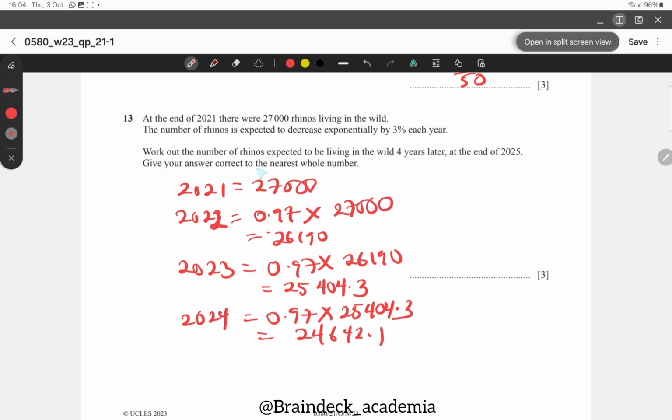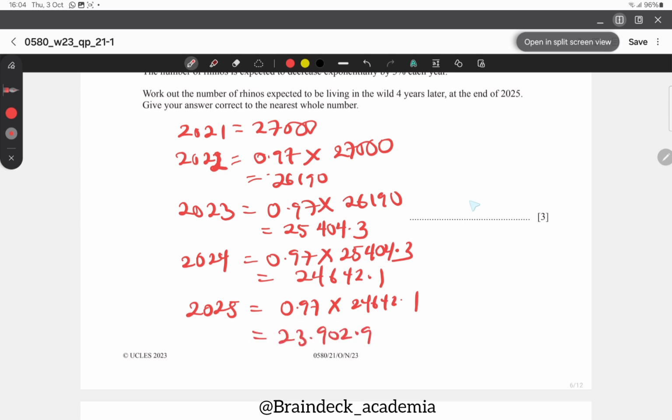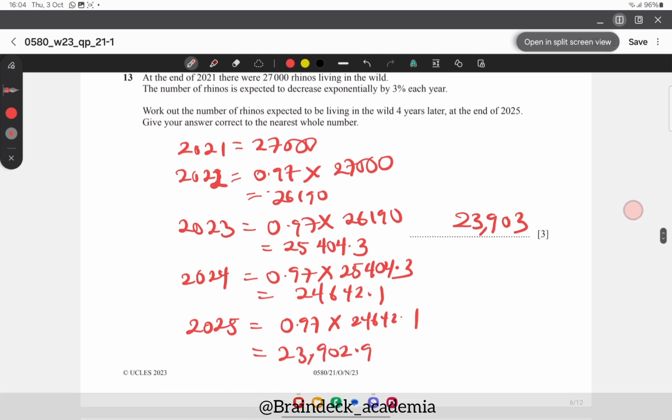Oh, they say give your answer to the nearest whole number. Okay, I'll write my answer to the nearest whole number. 2025. So that'll be 0.97 times 24,642.1. So our answer is 23,902.9, so the nearest whole number is 23,903. That's our answer. So that's that.